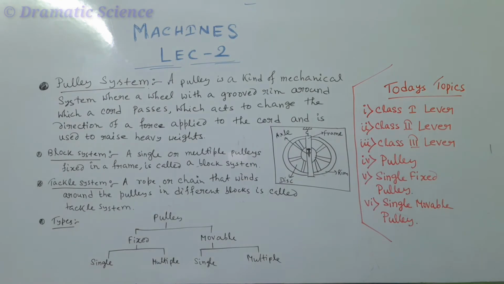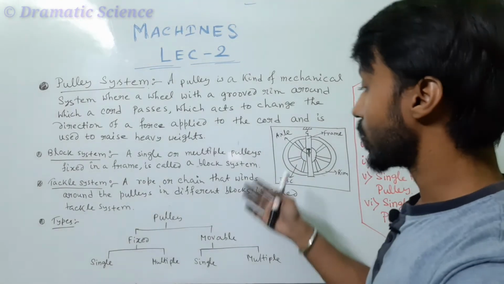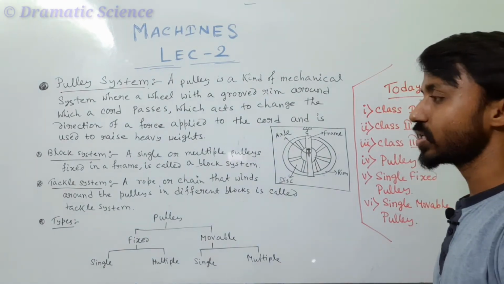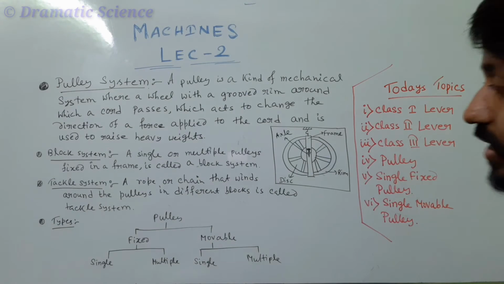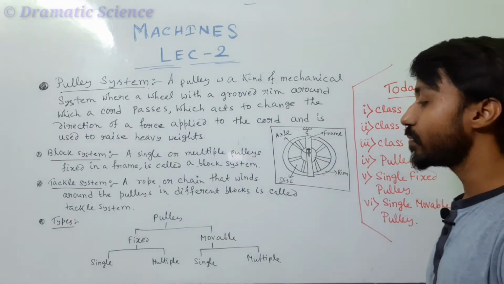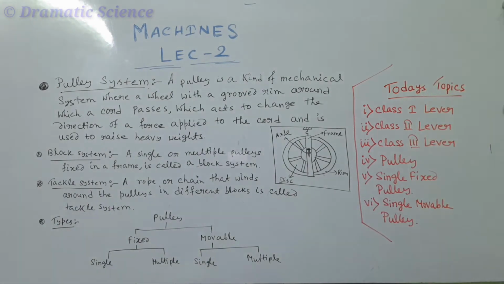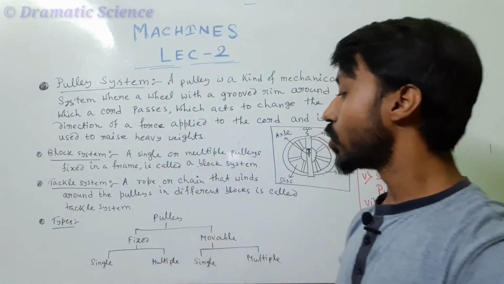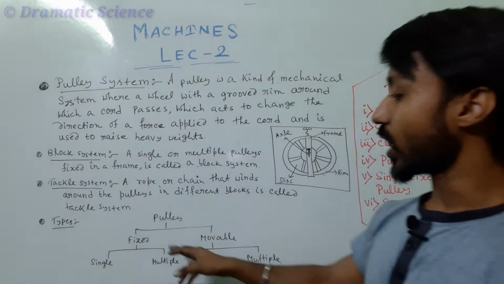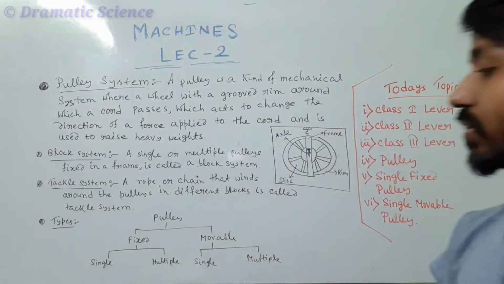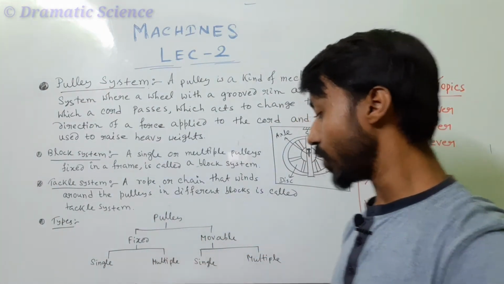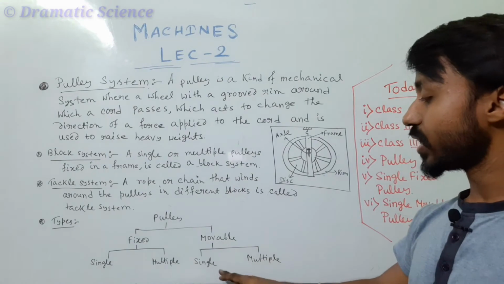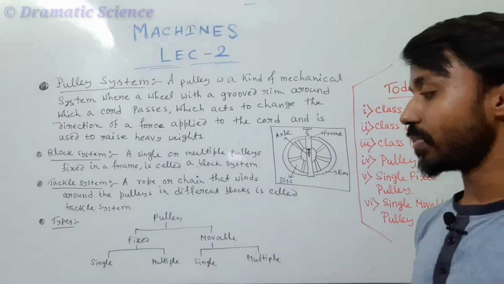Next is a block system. A single or multiple pulleys fixed in a frame is called block system. Very simple definition. Tackle system, a rope or chain that winds the pulley in different blocks is called tackle system. So here are the types. Pulleys are categorized in two types: fixed pulley, movable pulley. Fixed pulley: single fixed pulley, multiple fixed pulley. In the case of movable: single movable pulley, multiple movable pulley.